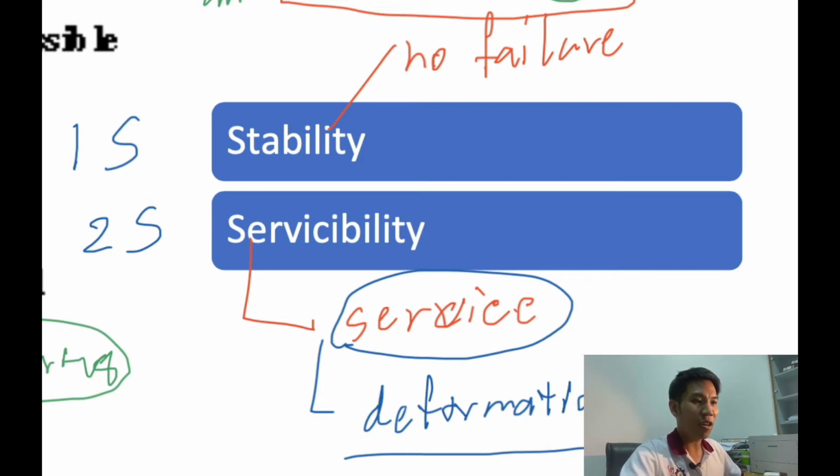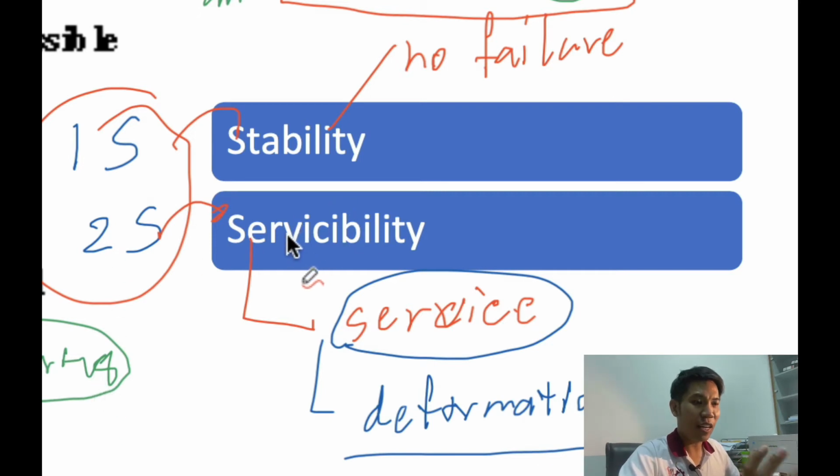For example, if we construct a house on this pile and we have really high deformation, the pile has not failed at all. But if it has really high deformation, such as about 20 centimeters, maybe the house will have cracks, or maybe the house cannot be used for living. So, in conclusion, today we will test the pile. The issues we have to consider for the test are the 2S: the first one is stability, and the second is whether the pile can serve or not.